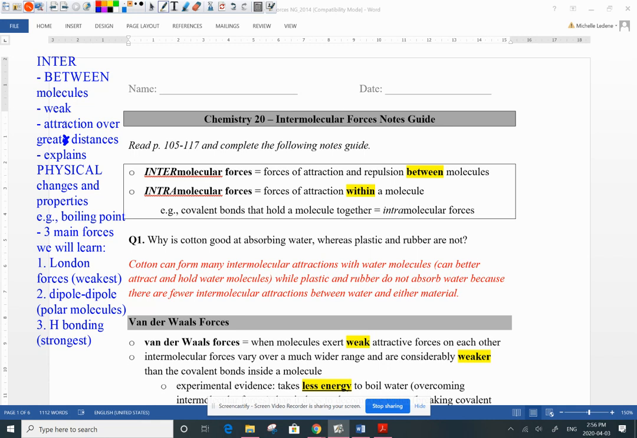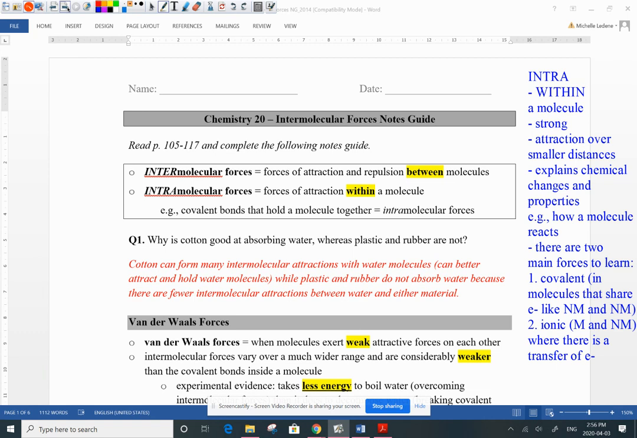So how is an intermolecular force different than an intramolecular force? Well, an intramolecular force, you already know about these. These are within molecules. They are strong because they're attraction over very tiny distances, right? Like between two atoms in a molecule. This explains chemical changes in properties, like how a molecule reacts, how come it's flammable. So you already know these two main forces.